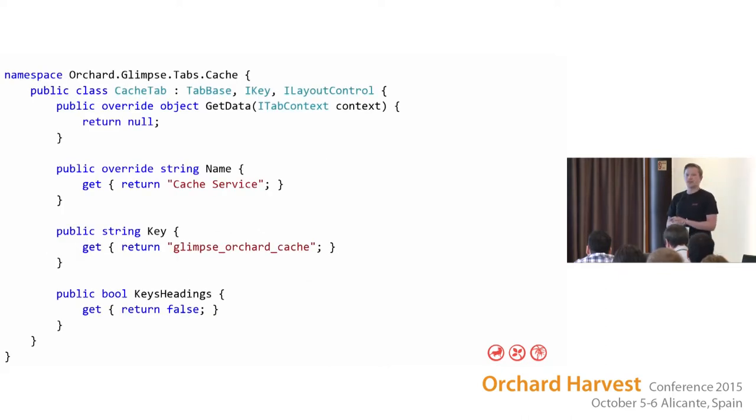The first thing that we need in Glimpse is a tab. We need somewhere where the data that we generate is going to go. And this is really easy to do. You can actually do this with just the getData method and the name property. The other two properties, key and keys heading, just present the data slightly nicer. So all we're saying here is I want a tab. The tab is called cache service. And for the time being, when you want the data for this tab, we'll just return null because we don't have any data to show at the moment.